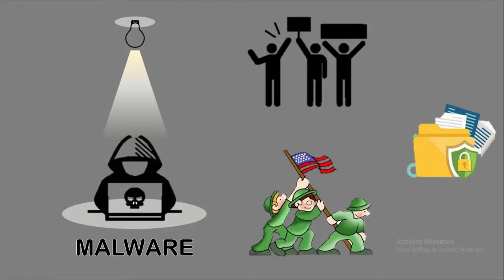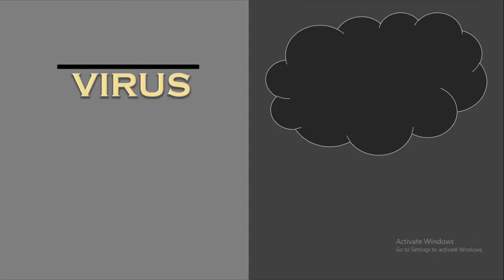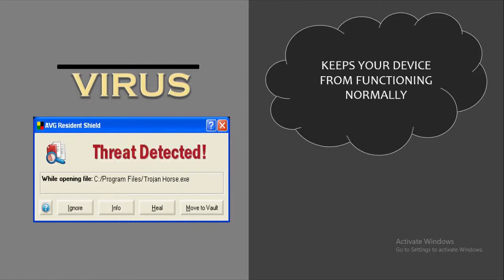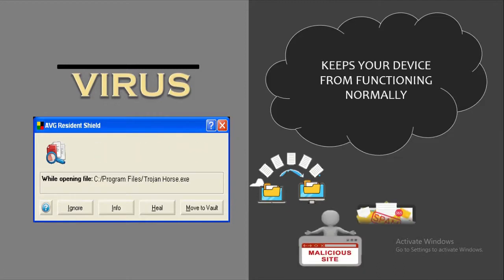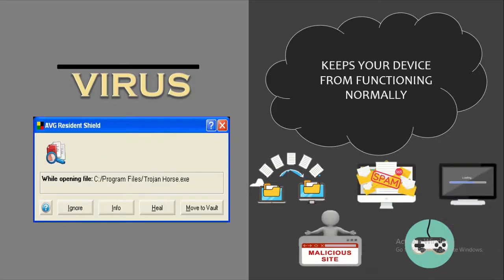So, let us enumerate the different types of malicious software. The first one we have is virus. Virus keeps your device from functioning normally. It damages your programs, deleting files or reformatting the hard drive. You can pick up computer viruses through sharing files with other users, visiting infected sites, opening spam emails, downloading free games, or installing software.